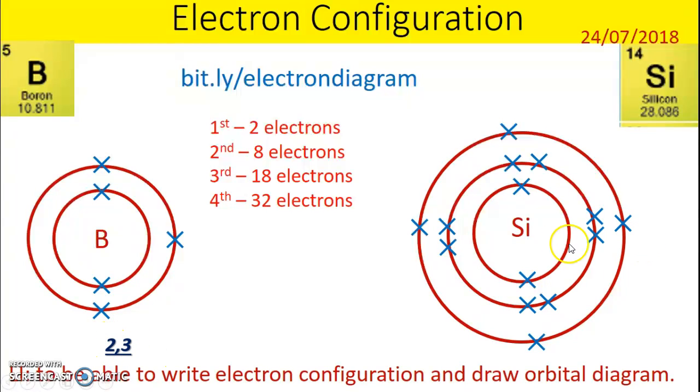And for silicon would be 2, 8 on the second shell. So 8 will go in the middle, and then 4 on the outside, the third shell. So 2, 8, 4 would be your electron configuration for your silicon atom.